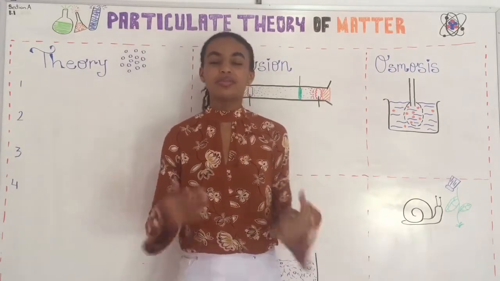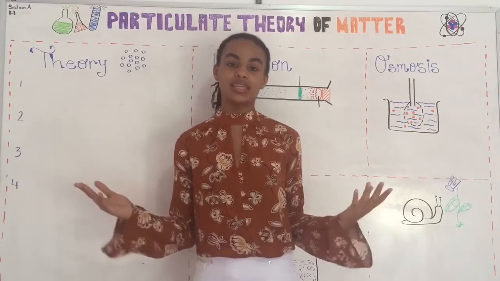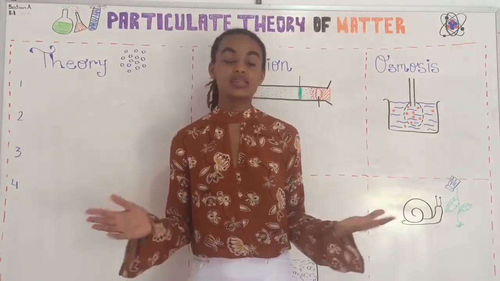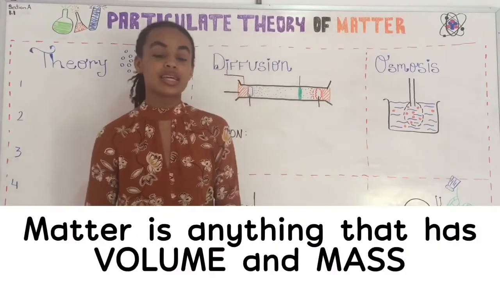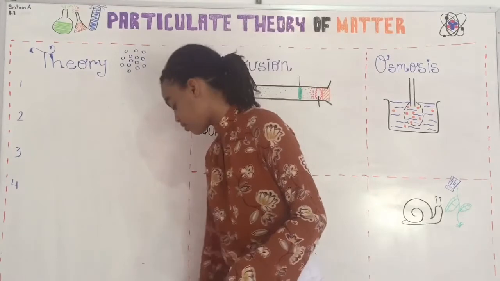So what is matter? From primary school days, you probably have been swatting this definition. Matter is anything that has mass and occupies space, but that is not exactly correct. Matter is anything that has volume and mass. So we're going to be looking at the particulate theory of matter.